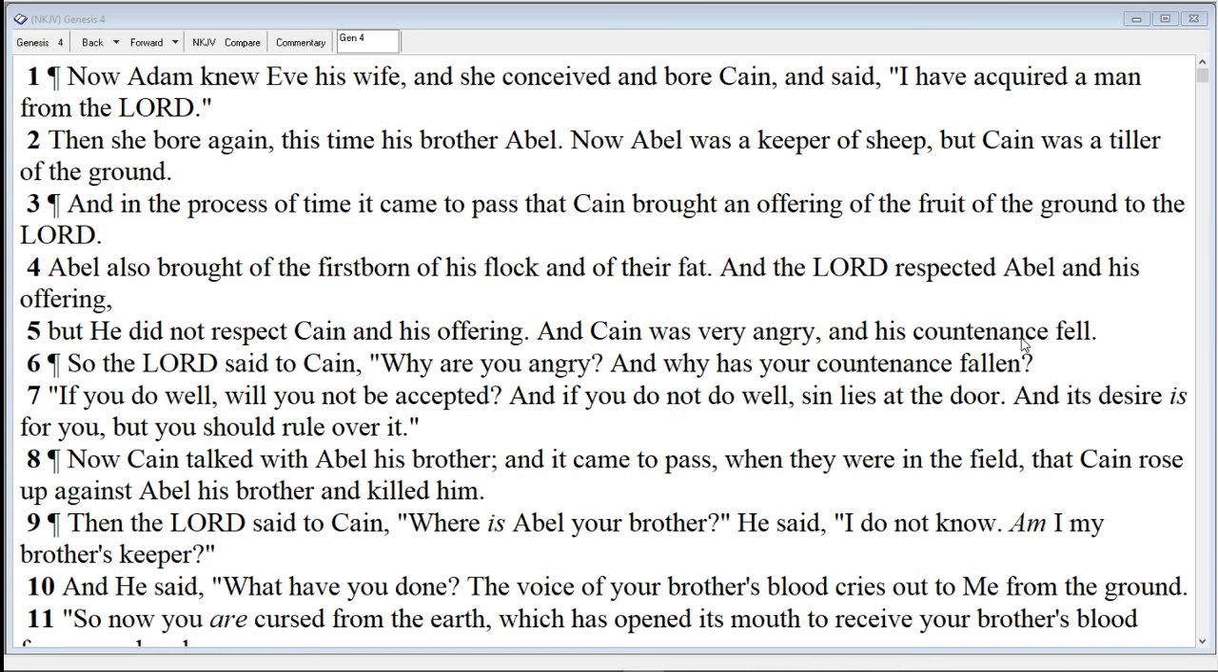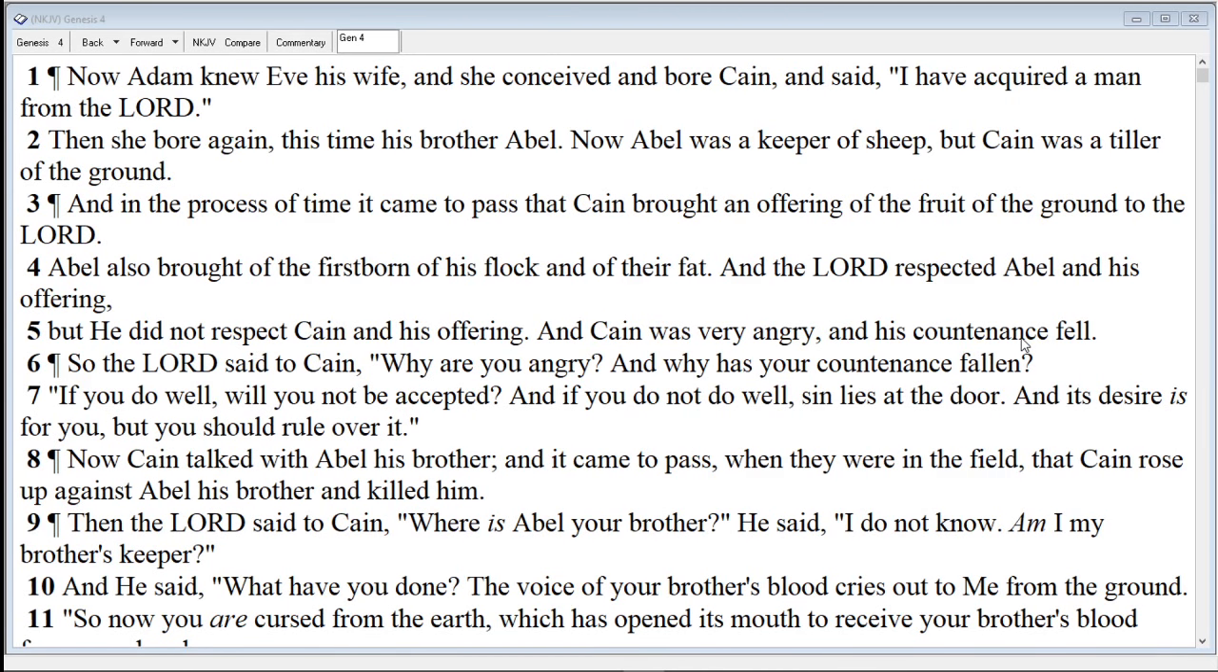And Cain was very angry, and his countenance fell. So the Lord said to Cain, Why are you angry? And why has your countenance fallen? If you do well, will you not be accepted? And if you do not do well, sin lies at the door, and its desire is for you, but you should rule over it. Now Cain talked with Abel his brother.